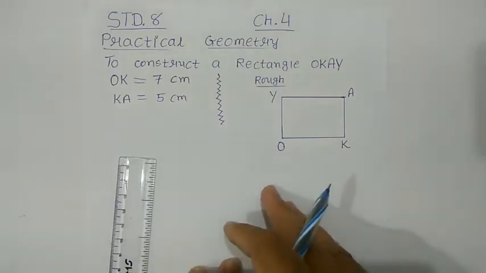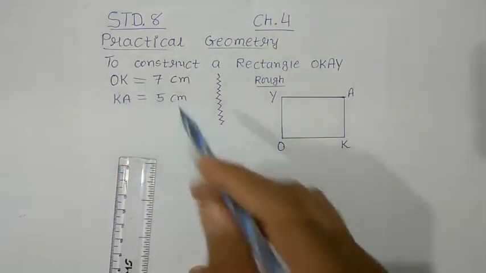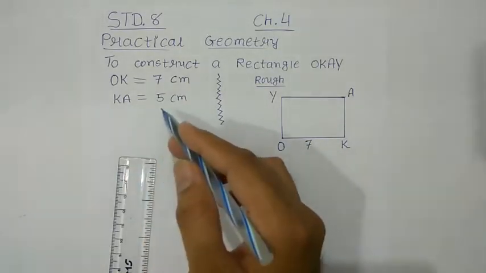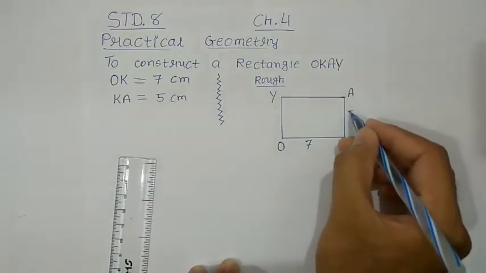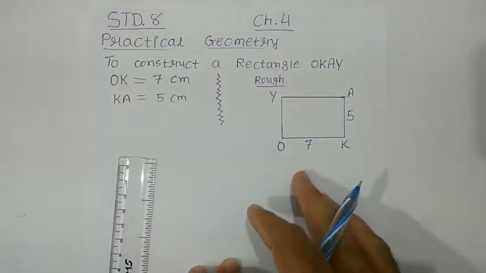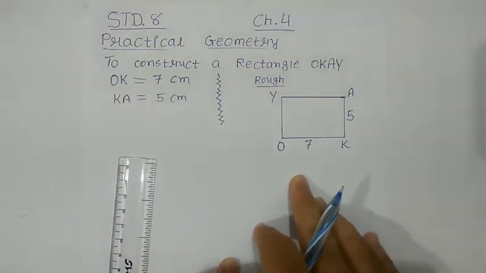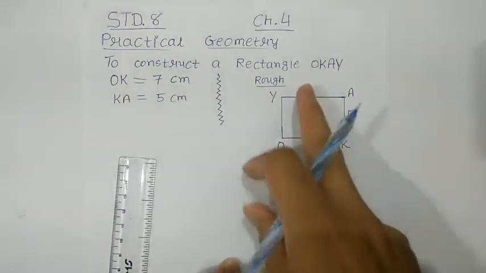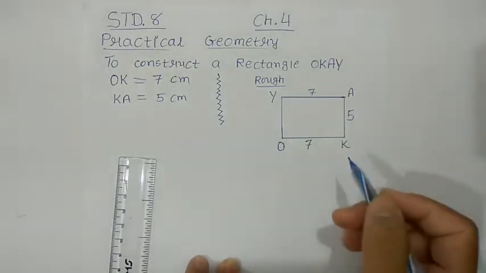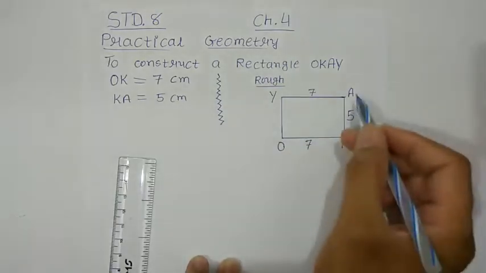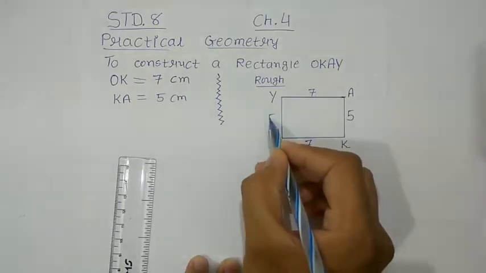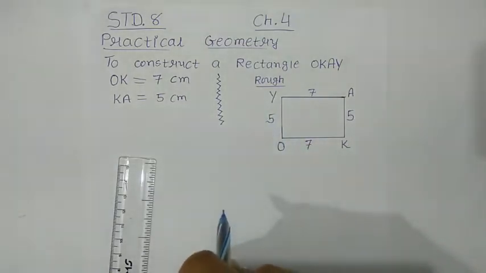Now this dimension OK is given as 7 centimeter and KA is 5 centimeter. So only two adjacent sides we have given here. Now remember the property of the rectangle. According to the property of the rectangle, opposite sides are equal. So this side is also of 7 centimeter. KA side and OY side are also equal, so this side is also of 5 centimeter.